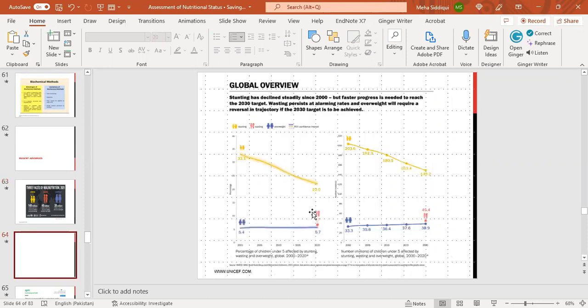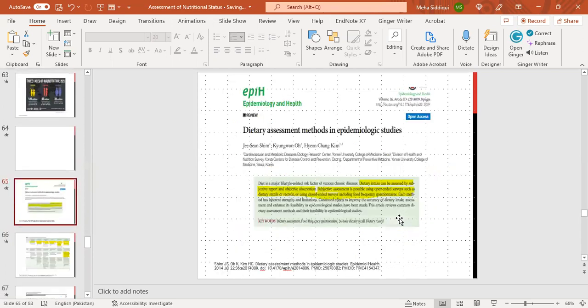So this is the graph showing the trends of stunting, wasting, and underweight from 2000. We can see that stunting has declined very significantly since 2020, but faster progress is needed to reach the 2030 target. But unfortunately, wasting persists at alarming rates, and overweight will require a reversal of trajectory if the 2030 target is to be achieved. Dietary assessment methods in epidemiological studies.